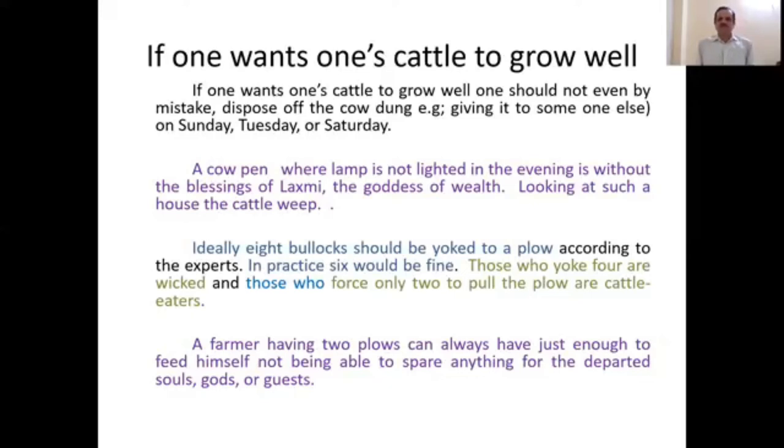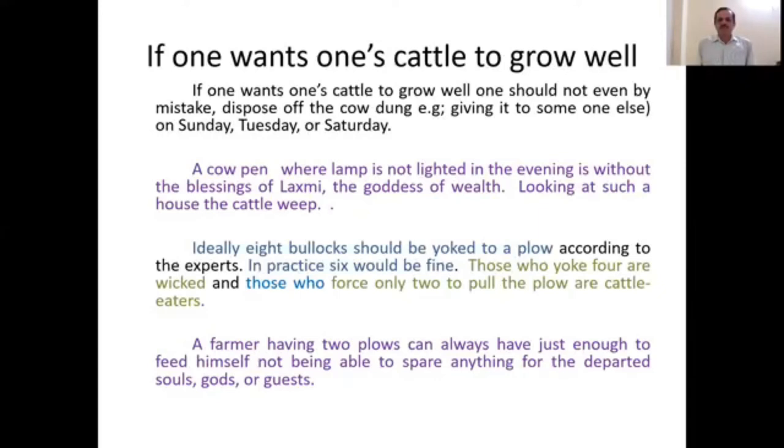If one wants one's cattle to grow well, he should not even by mistake dispose of the cow dung, that is, give it to someone else, on Sunday, Tuesday or Saturday. Sunday, Tuesday or Saturday is not auspicious to give the cow dung to someone or to dispose of it. So if a person wants his cattle to grow well, he should not even by mistake dispose of the cow dung on Sunday, Tuesday or Saturday.